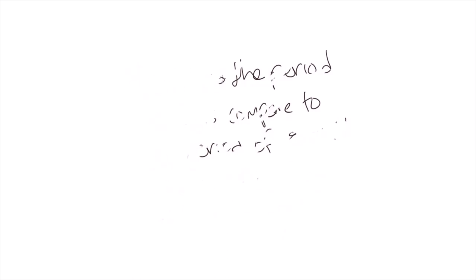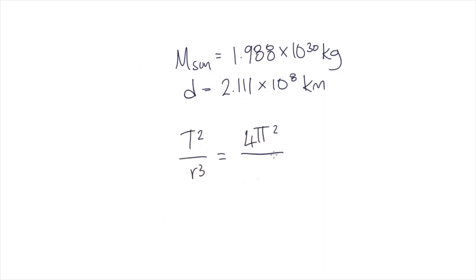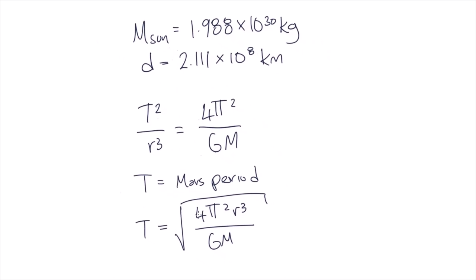We have previously derived an equation for the period of a satellite undergoing uniform circular motion, and this equation is T squared divided by r cubed is equal to 4 pi squared divided by big G, big M. For this problem, we would like to find T, the period. So, rearranging the equation above, we get that T is equal to 4 pi squared r cubed divided by big G, big M, square rooted.